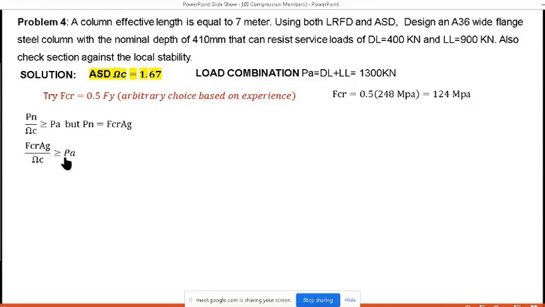Okay? So ito yung arbitrary natin. So anong gagawin na natin? We need to find the required area para makakuha tayo ng section. So ito, meron na tayong FCR. We also have this factor and we also have our load combination. Yung required area gross natin should be greater than or equal to this equation.